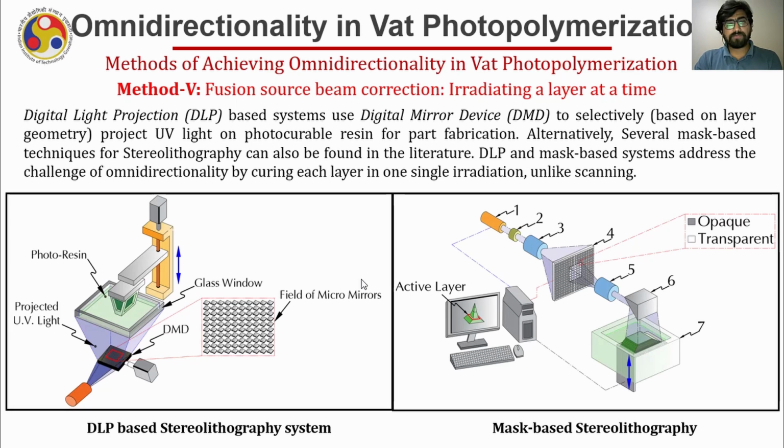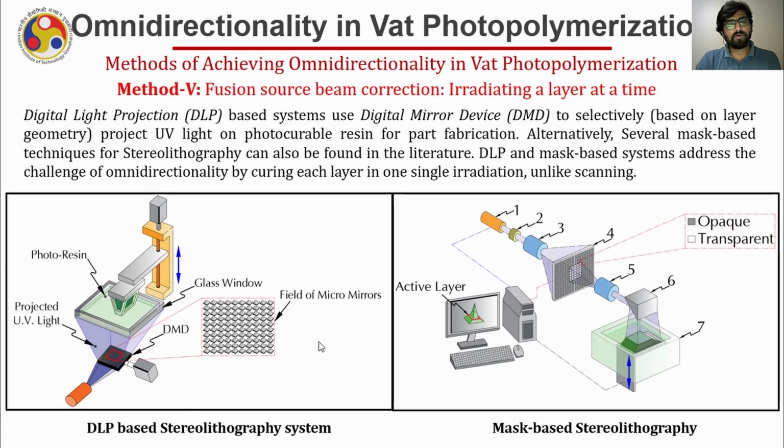Also, in method 5, to achieve the omnidirectionality, in particularly in the wet photopolymerization case, the DLP is used. The digital light processing or DLP based systems use digital mirror device. As you can see here, they are consisted of several micro mirrors, and when the floodlight falls onto it, the light is projected perpendicularly onto the wet photopolymer bed. As the light is projected perpendicularly now, the process becomes omnidirectional, like we discussed in the previous case as well.